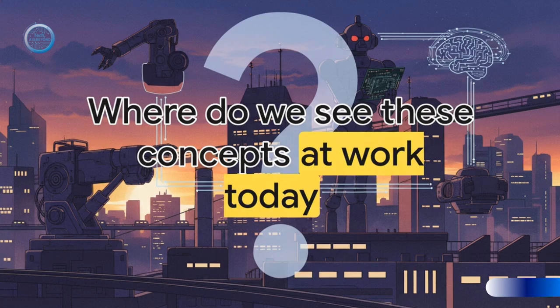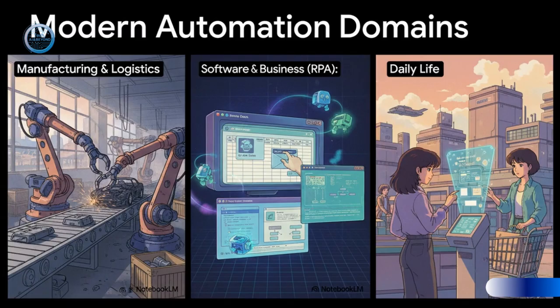Where is this automated ecosystem making its biggest impact today? We can really break down modern automation into three key areas. First, you've got the physical world of manufacturing and logistics, where actual atoms are being moved and put together. Second, there's the invisible digital world of software and business processes, where it's all about manipulating bits. And third, there's the public-facing world of systems that we interact with every single day. Let's look at an example from each one.